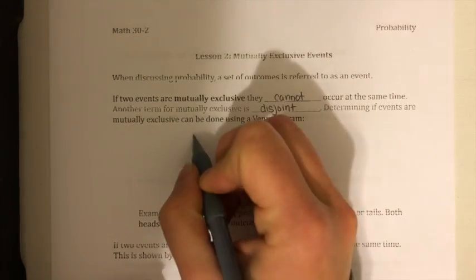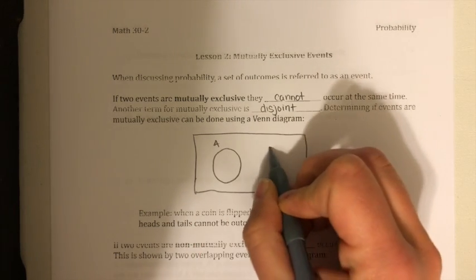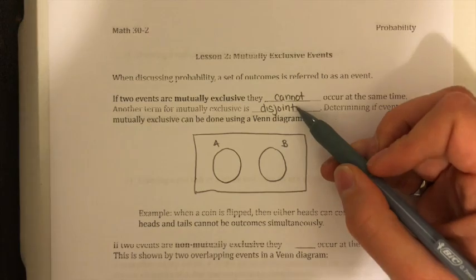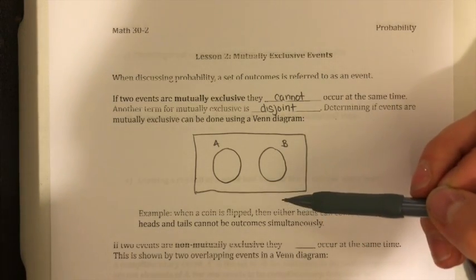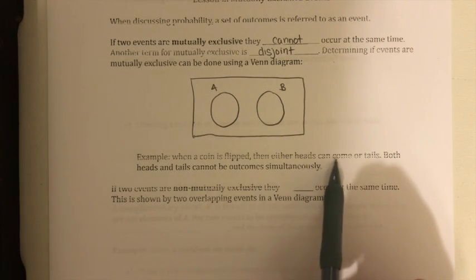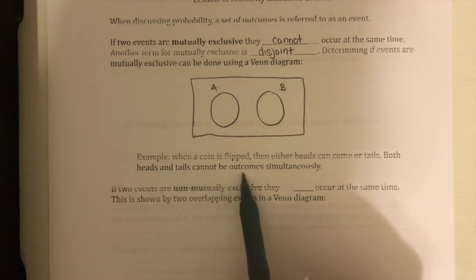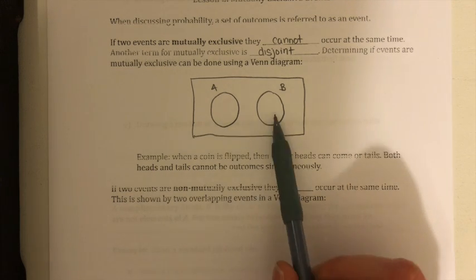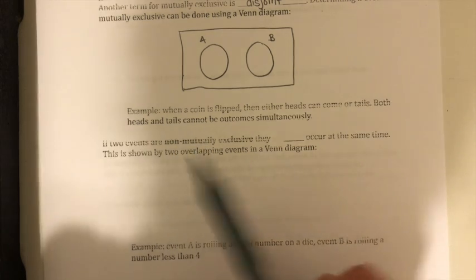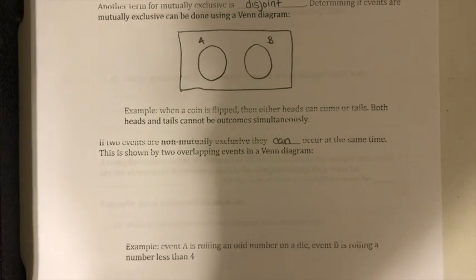If we think about that as a Venn diagram, here's event A, here's event B, and they cannot overlap. We learned about disjoint already, and this is also referred to as a mutually exclusive event. For example, when a coin is flipped, either heads or tails can come up. Heads or tails cannot both be outcomes simultaneously. It's either one or the other. If two events are non-mutually exclusive, the opposite of mutually exclusive, that means they can occur at the same time. This is shown by two overlapping events in a Venn diagram.